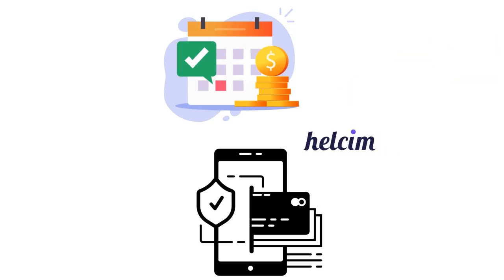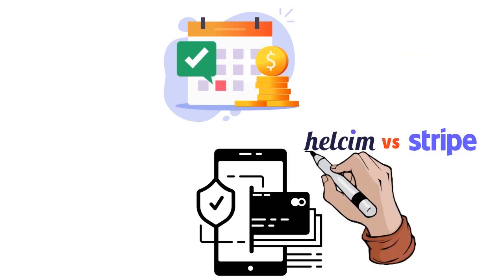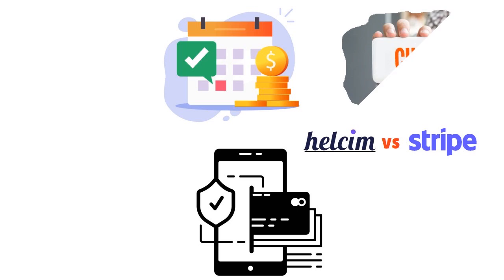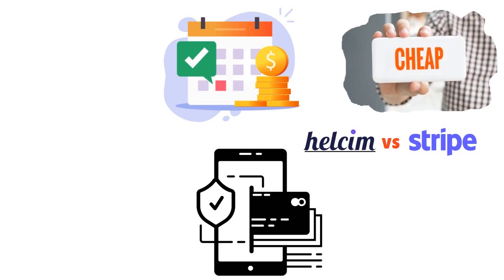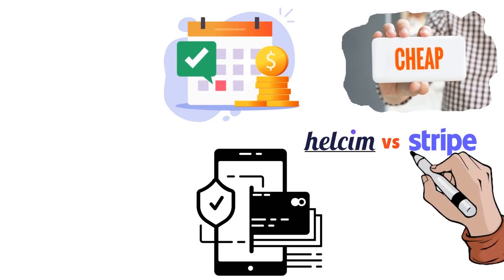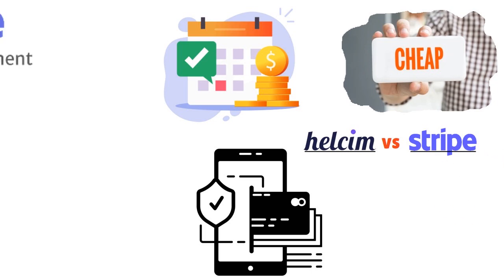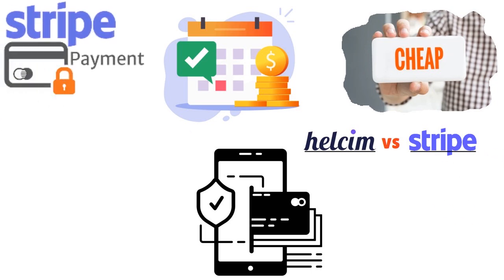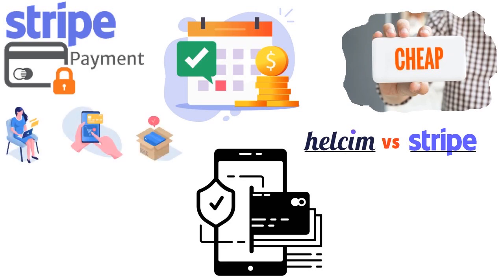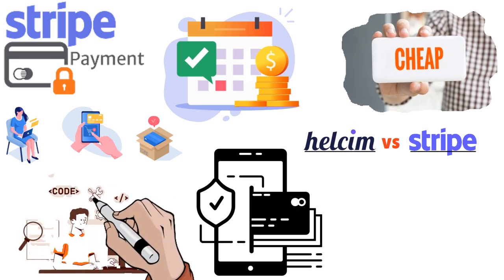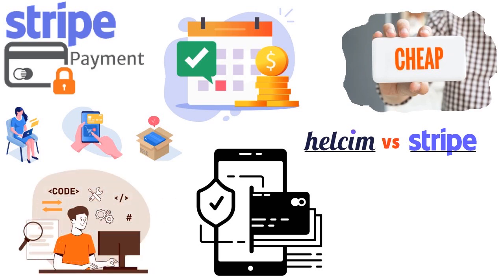So when it comes to Helcim versus Stripe, Helcim actually is the cheaper option with its low interchange plus pricing and automatic volume discounts, while Stripe is actually an excellent online payment processor with numerous integrations. The cool thing about Stripe is that if you sell online and you have a good developer on staff, you will love the API process.